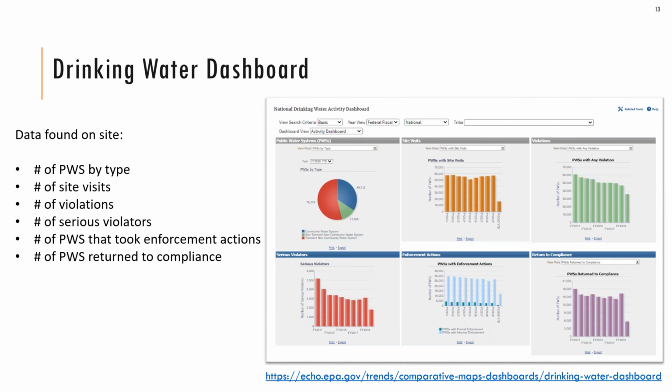This dashboard is meant to improve transparency by making water system compliance information available and accessible to the public, but it also gives you a better idea of the statistics on whether violations are going down throughout the year, how many systems are maintaining compliance, whether it is improving throughout the past few years, information like that.